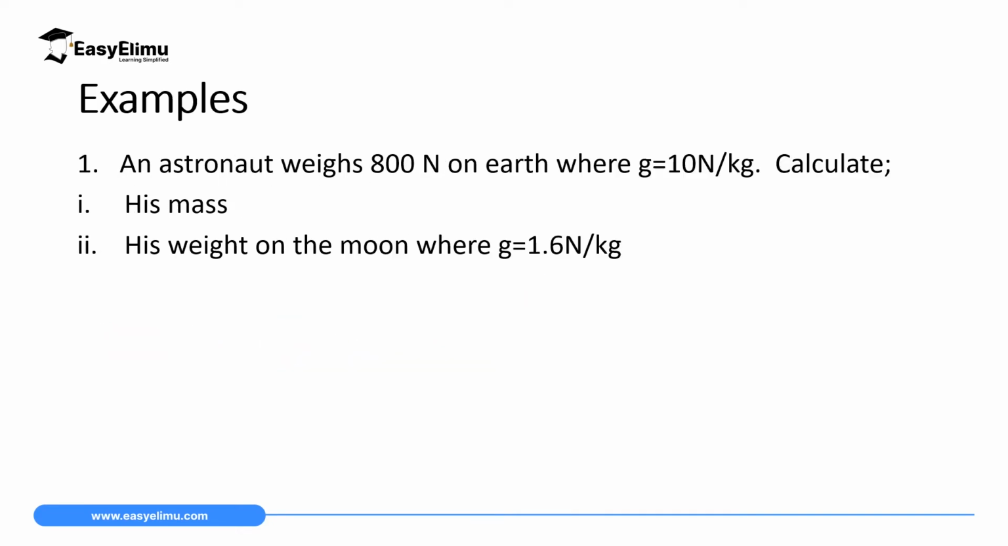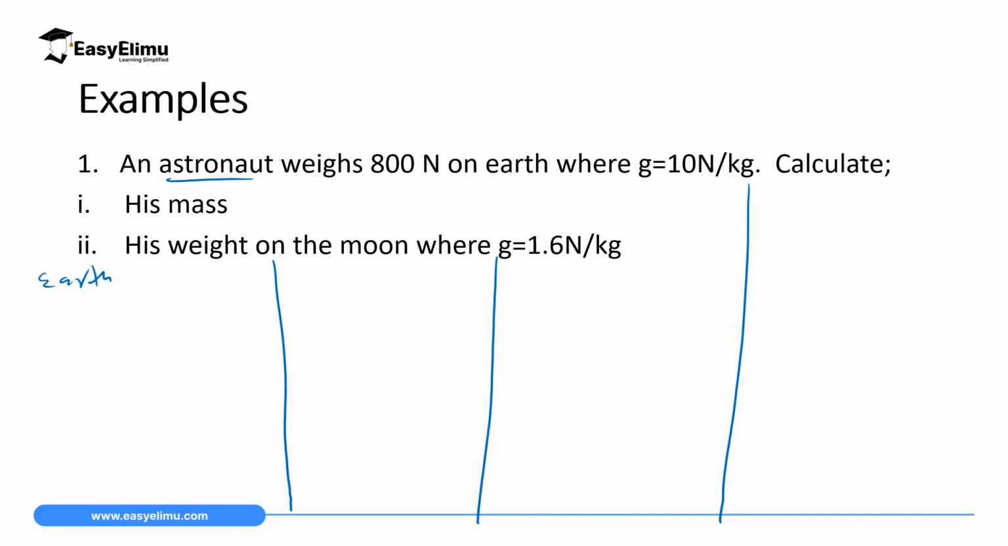So let's now do a few examples which will require us to calculate weight, mass, and even gravitational field strength of different places. Let me divide this working space so that we get enough space. An astronaut, a person who explores space, weighs 800 newtons on Earth, where gravitational field strength G is equal to 10 newtons per kg. The first question: calculate his mass.